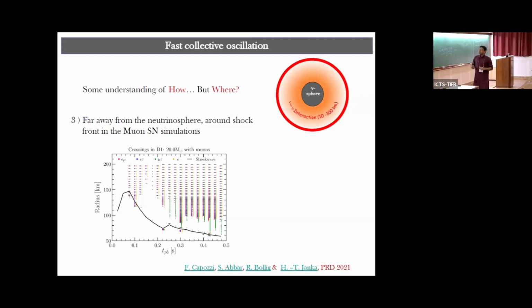So probably these fast oscillations are important, but in this case you can see this is happening after the shock. So we do not know whether this can actually help the shock to revitalize. So all these crossings, if there is any flavor conversion, would happen after the shock. It's a failed model, but at least in this case it doesn't seem that these fast oscillations can actually help the failed star.